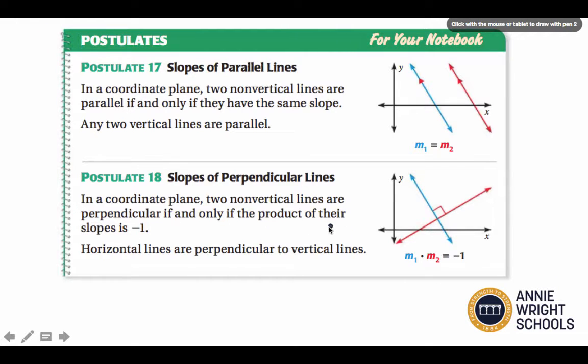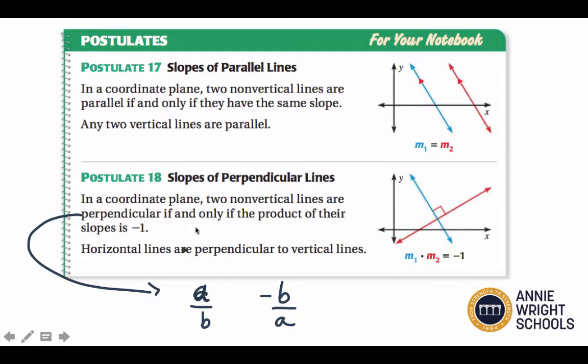This is the serious math definition. If two numbers have a product of negative 1, then that means if one of them is a divided by b, the other one is the opposite of b divided by a. So you may have heard a different way of thinking about perpendicular lines as opposite reciprocals. Opposite meaning they have different signs, positive here, negative here, and reciprocals are that special relationship that you want to know. A over B, the reciprocal is B over A.